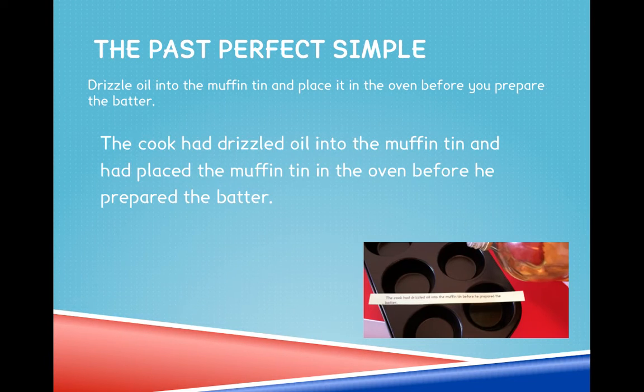So the cook had drizzled oil into the muffin tin and had placed the muffin tin in the oven before he prepared the batter. Had drizzled and had placed are the past perfect simple forms of the verbs to drizzle and to place. First, the cook had drizzled oil into the muffin tin. Then he had placed the muffin tin in the oven before he prepared the batter.